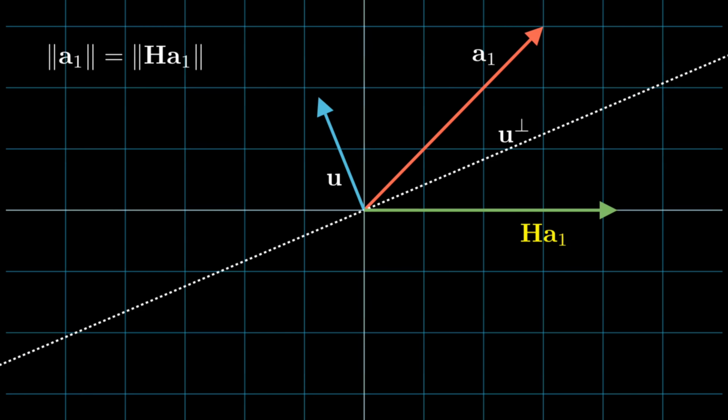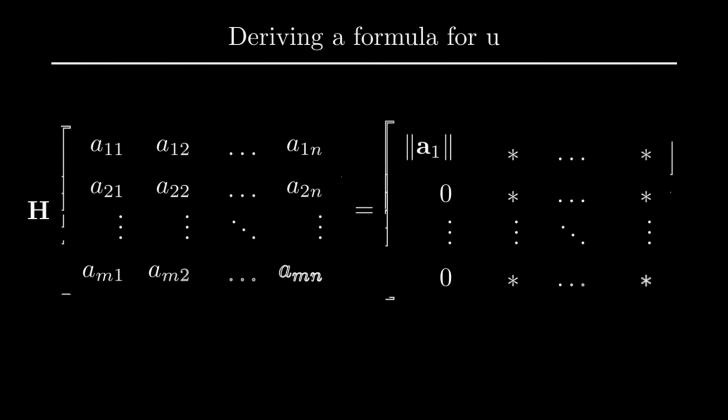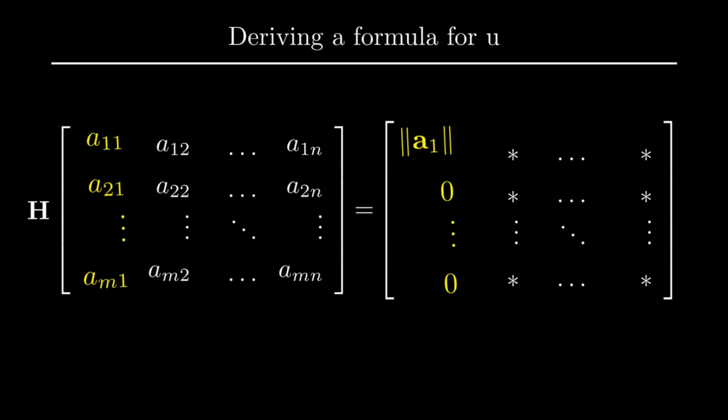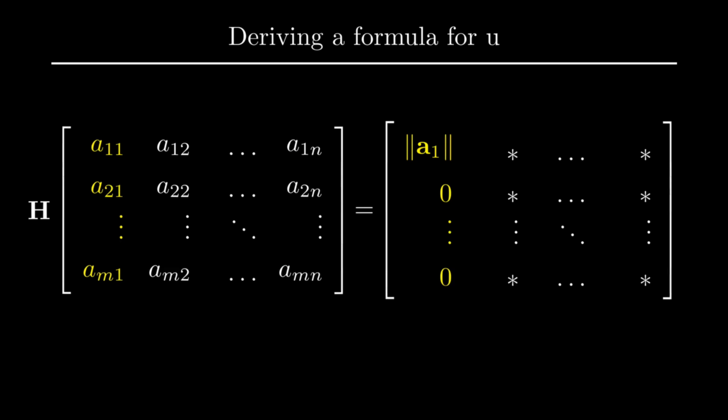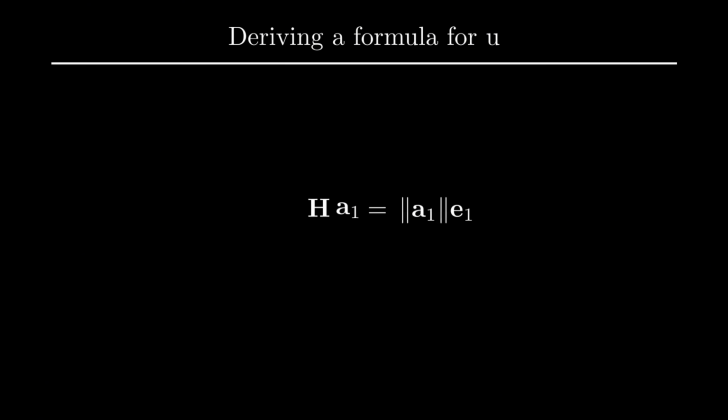Hence, our resulting vector will have the same magnitude as our original vector. We can represent this new vector as the magnitude of A times the vector e sub 1, which is essentially the vector 1 followed by zeros on the rest of the entries. Now, let's derive a formula for U. For now, we're going to ignore what H does to the rest of the matrix and simply zone in on the first column vector.